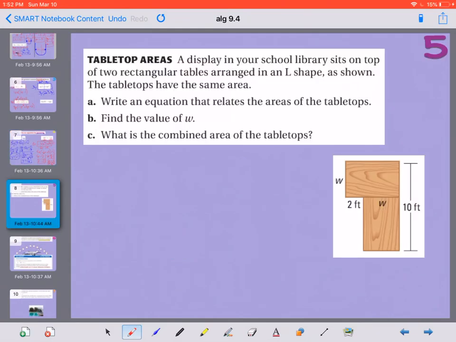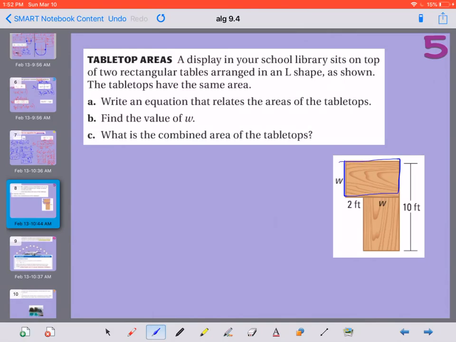Alright, so if we try a word problem here, it says a display in your school library has on top 2 rectangular tables arranged in an L shape, as shown. The tabletops have the same area. Write an equation that relates the areas of the tabletops. Well, I'm going to start with this first tabletop that I see.